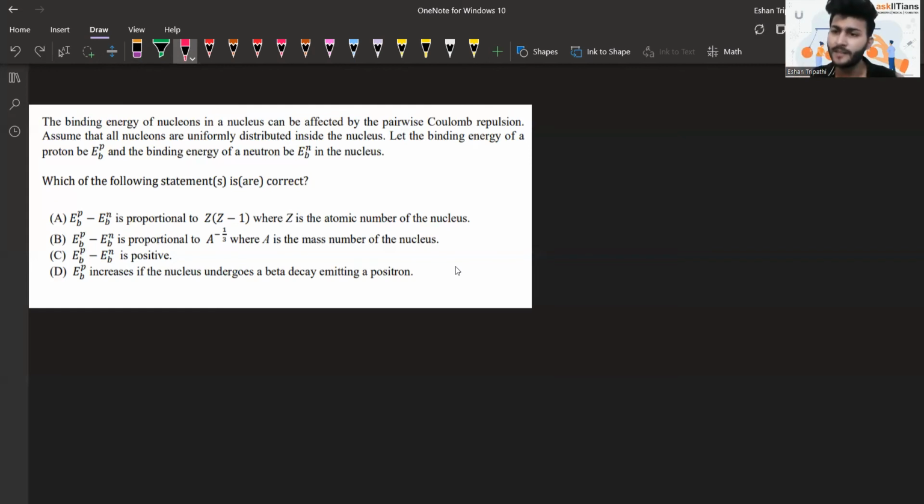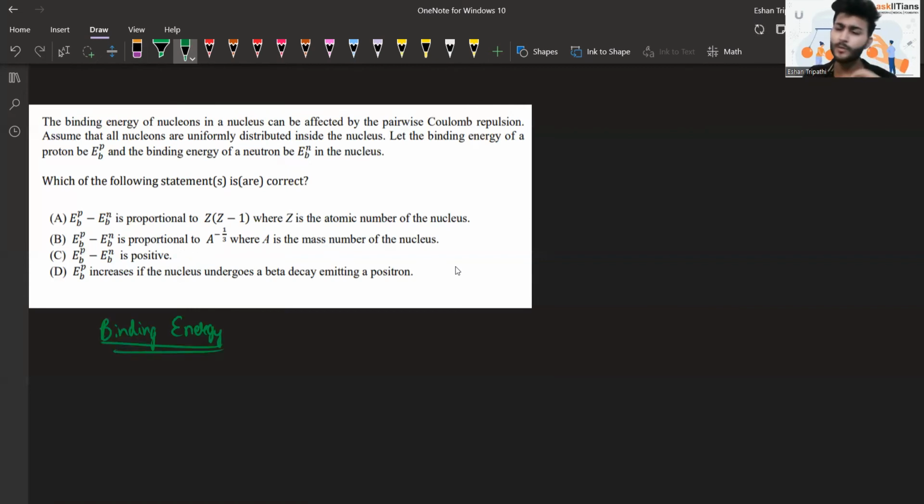So why would there be a difference in the first place? First, try to understand that. What does binding energy measure? Binding energy used to measure the stability of a nucleus, right? The more the binding energy of a nucleus, the more the stability of the nucleus.